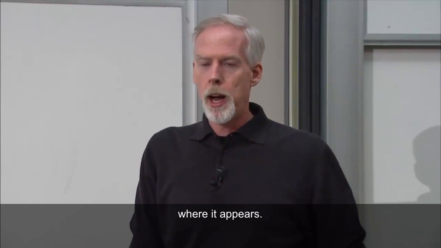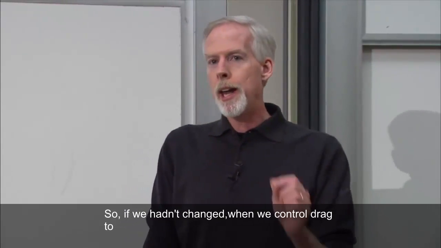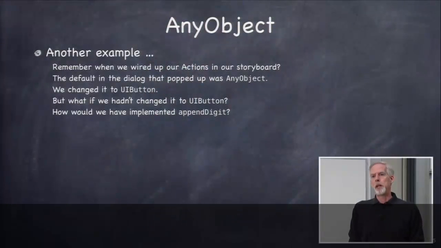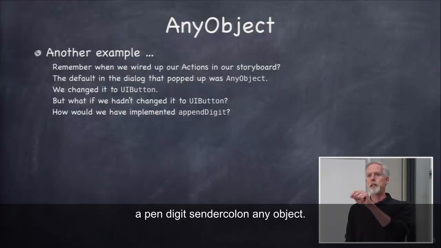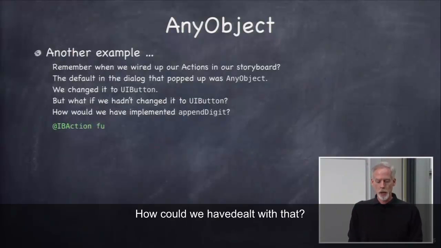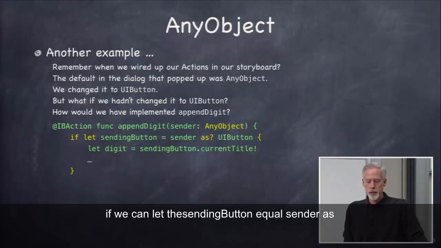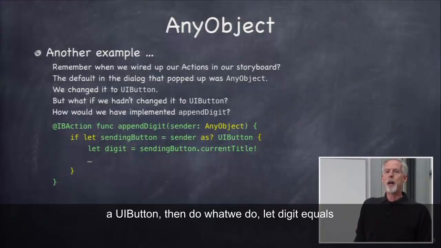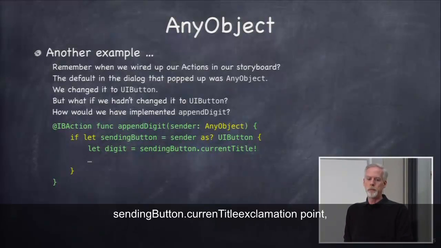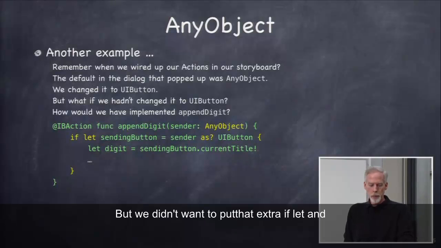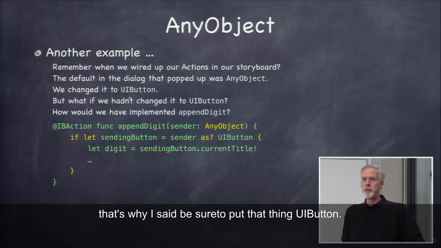Another example of any object and where it appears. So if we hadn't changed, when we control drag to make append digit, what if we had left it any object? Okay, so we had append digit sender: any object. How could we have dealt with that? Well, we just would have said, if we can let the sending button equal sender as a UI button, then do what we do. Let digit equal sending button dot current title, exclamation point, et cetera, et cetera, et cetera. Make sense? But we didn't want to put that extra if let, and I hadn't taught you about as, so that's why I said be sure to put that thing UI button. All right?